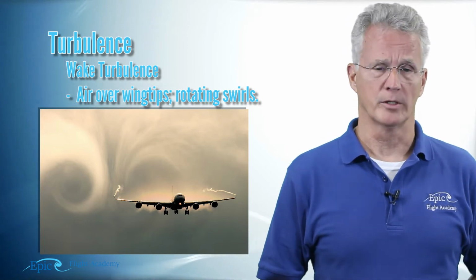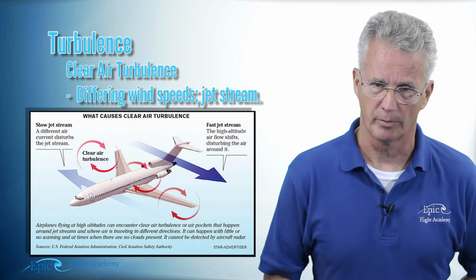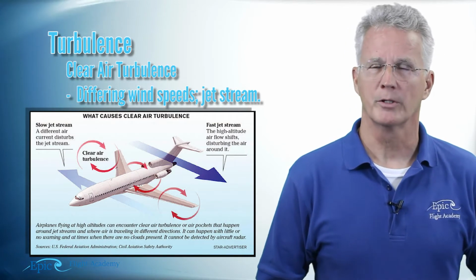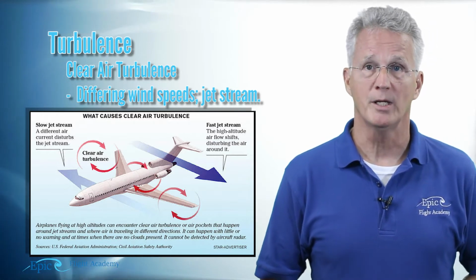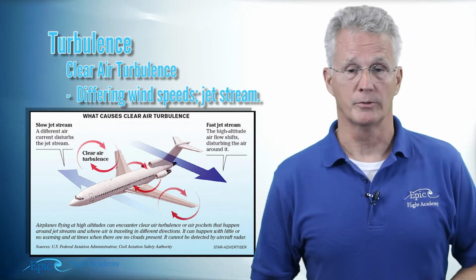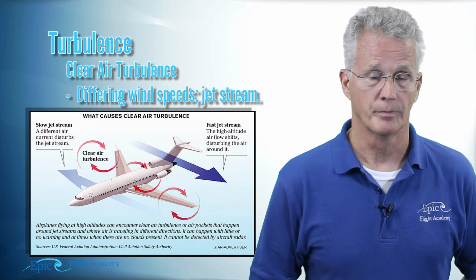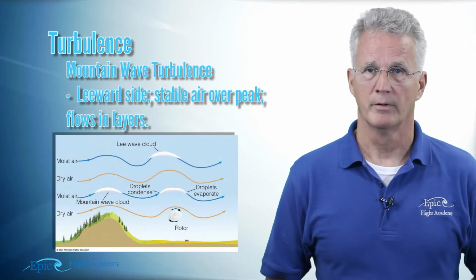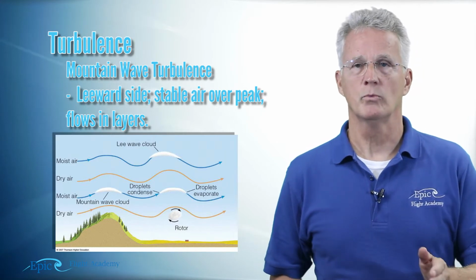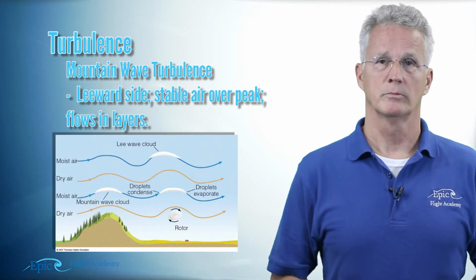Another type of turbulence is called clear air turbulence. Clear air turbulence happens when we have differing wind speeds up at high altitudes in and around the jet stream. The next type of turbulence is called mountain wave, and we find this on the leeward side of mountains.